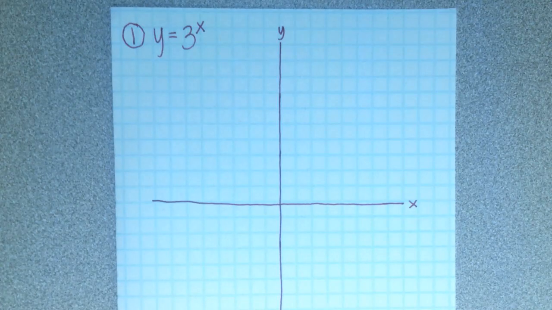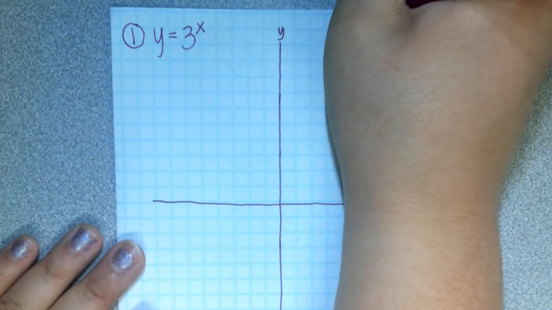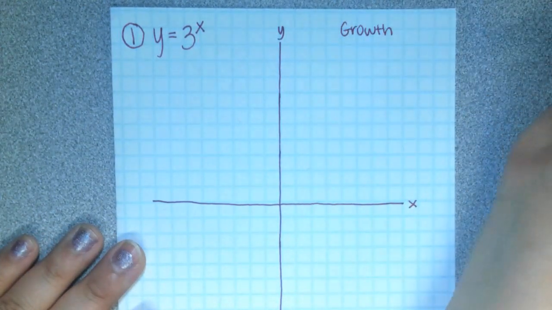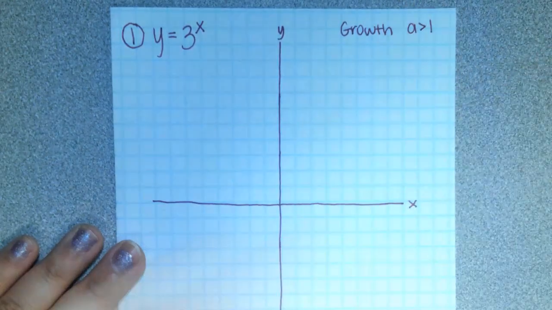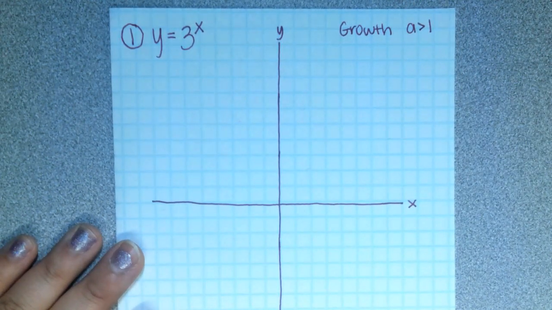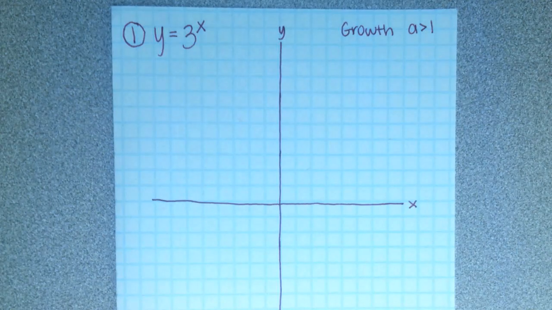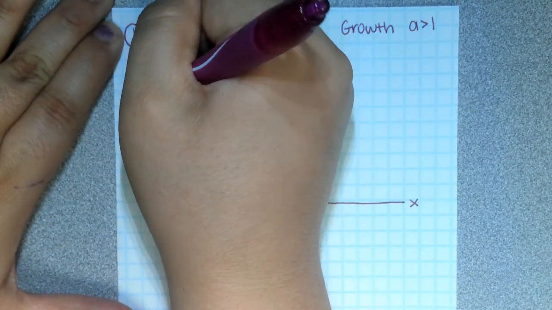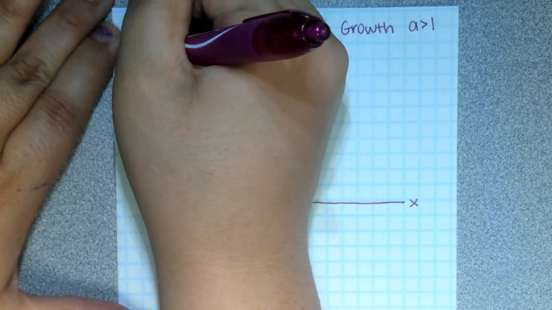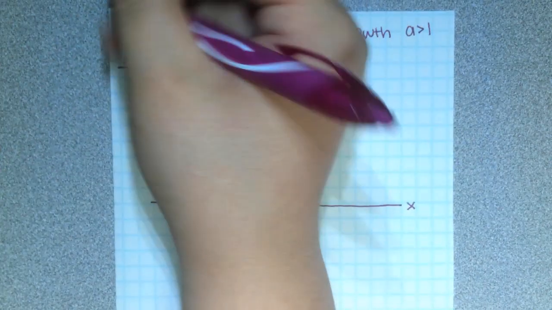What do you notice? What do you know about this graph right away? It's growth. Why is it growth? A is greater than 1. So how do I graph this? My advice is to make a table. So right over here in the little corner, I'm going to make a table.